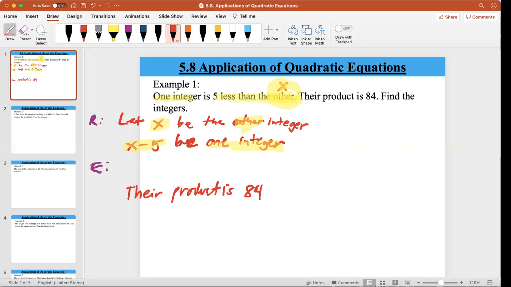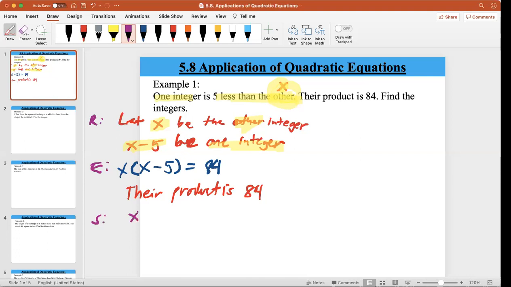So we can write that here. Their product, of course, that is x times x minus 5. And that's equal to, "is" means equal when translated to mathematical symbol. "Is" means equal. And of course, that is 84. Right? Their product is x times x minus 5, "is" means equal, and that's 84. So it's very important to represent these two numbers as x and x minus 5. Now let's solve this equation.